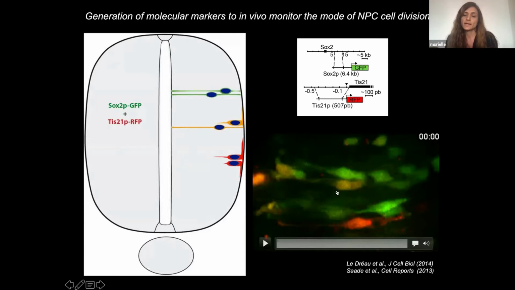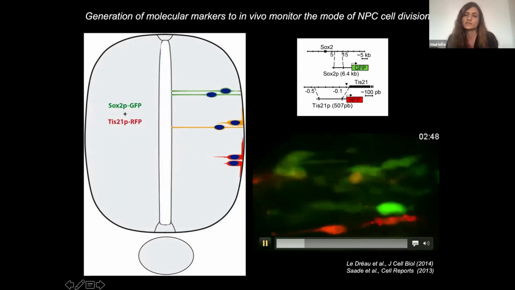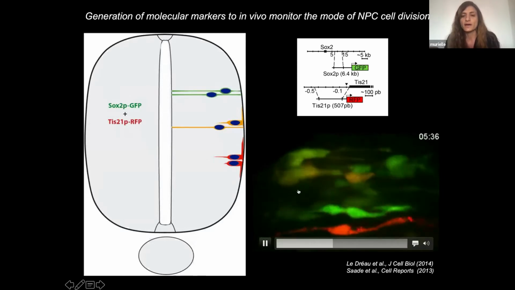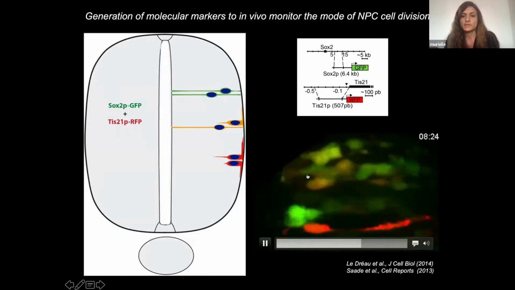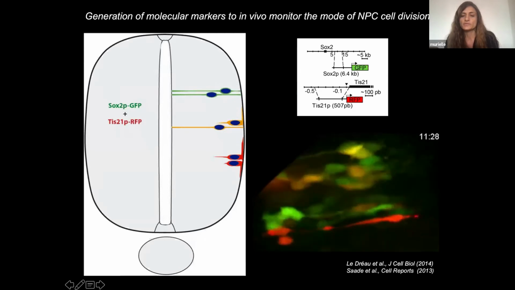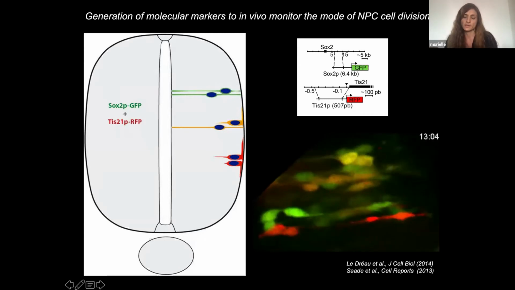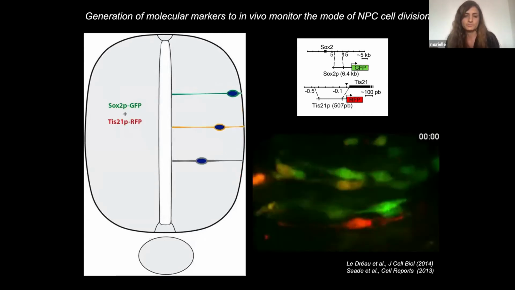Here you can see in vivo live imaging of cells undergoing interkinetic nuclear migration and dividing in PP, PN, and NN modes of division with the color code that I mentioned before.